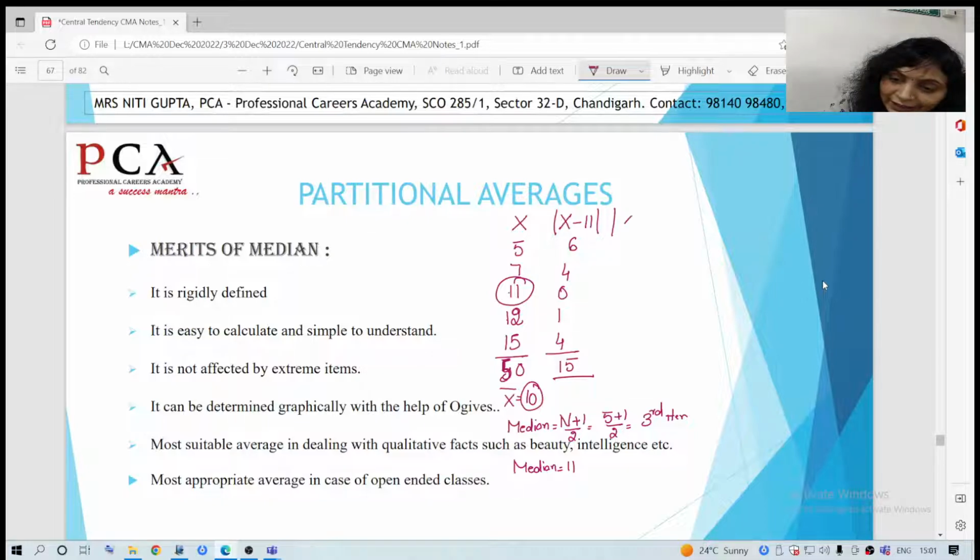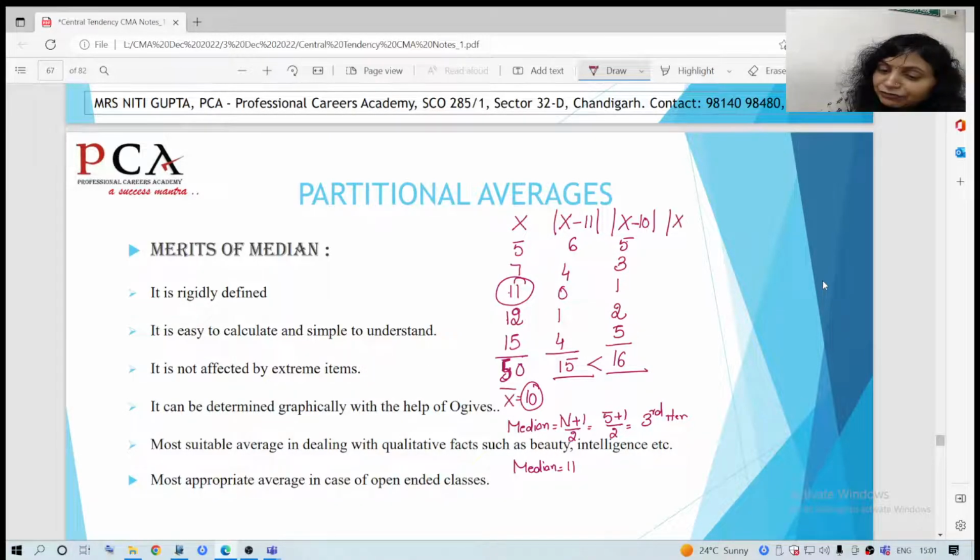Now let's take absolute deviations from the arithmetic mean. Our arithmetic mean is 10. So 5 minus 10 is 5, 7 minus 10 is 3, 11 minus 10 is 1, 12 minus 10 is 2, 15 minus 10 is 5. So the sum will be 16. This is greater than the previous sum.